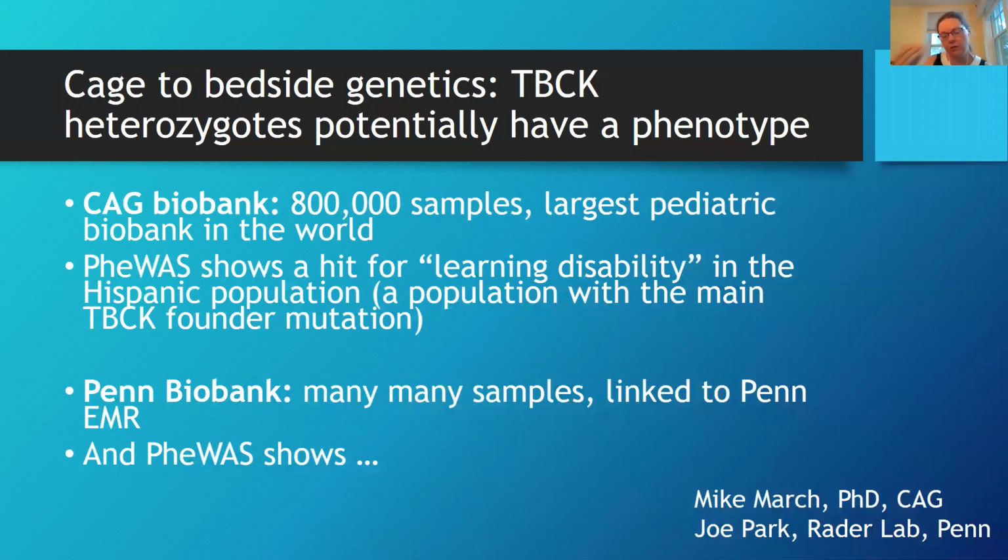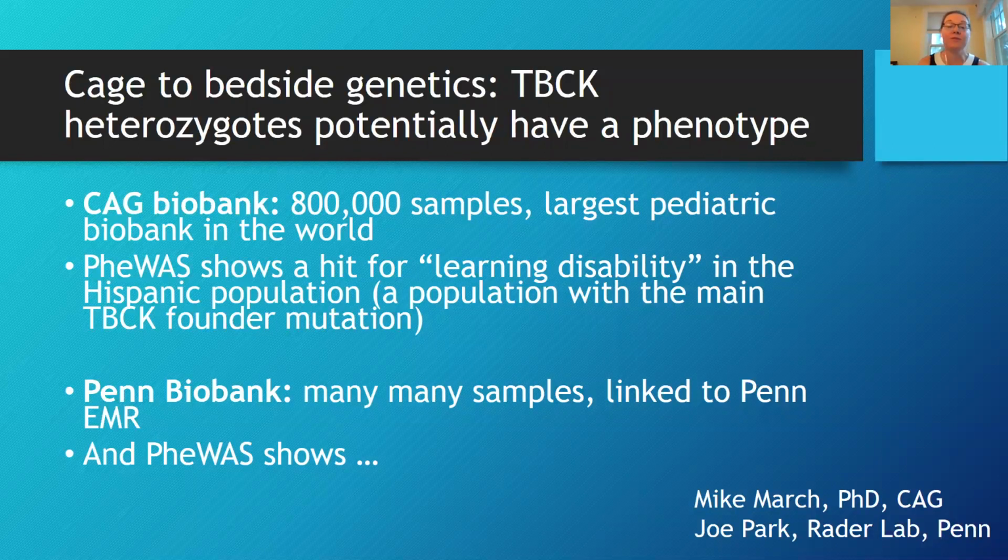So this is where, in a PheWAS, you put in a gene and try to pull out phenotypes from that. And we found in the Hispanic population, which is actually where the main TBCK founder mutation is, there was a hit for learning disability. And we are certain that that's not being driven by our homozygotes, because no homozygotes are cognitively intact enough that they would be coded as a learning disability. They never learn to talk or walk, or get to the place where they'd be diagnosed with a learning disability.